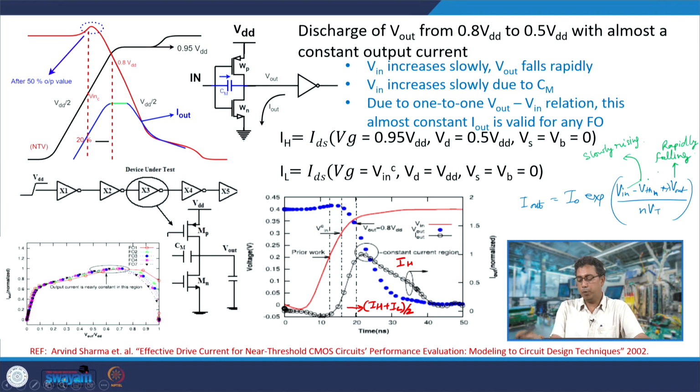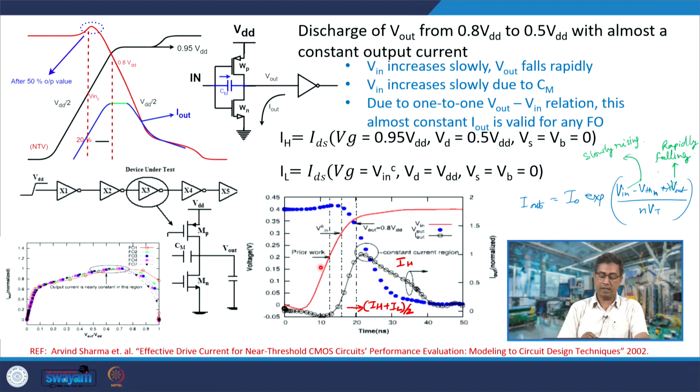Since the input is rising slowly and the output is falling rapidly, and lambda, this DIBL factor, is quite small compared to 1, you find that these two almost cancel out each other and the current is almost constant, as can be seen here between these 2 points, V out being 0.8 VDD and V out being 0.5 VDD. For different fan out loads also you can see the same.